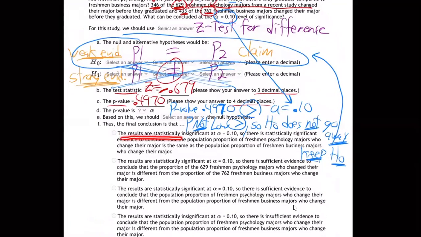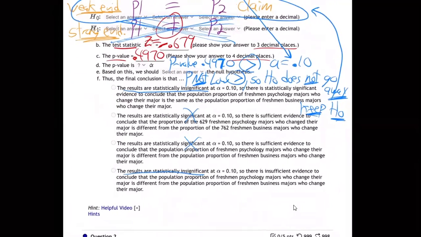The results are statistically insignificant. Is that true? Were they insignificant? We said weak. Yeah, that's right, huh? You guys with me? If something's insignificant, it's not significant. It's not strong, it's weak. So right away, we can cross off the two that say significant. It's got to be one of these two that say insignificant, doesn't it? Because the evidence was weak.